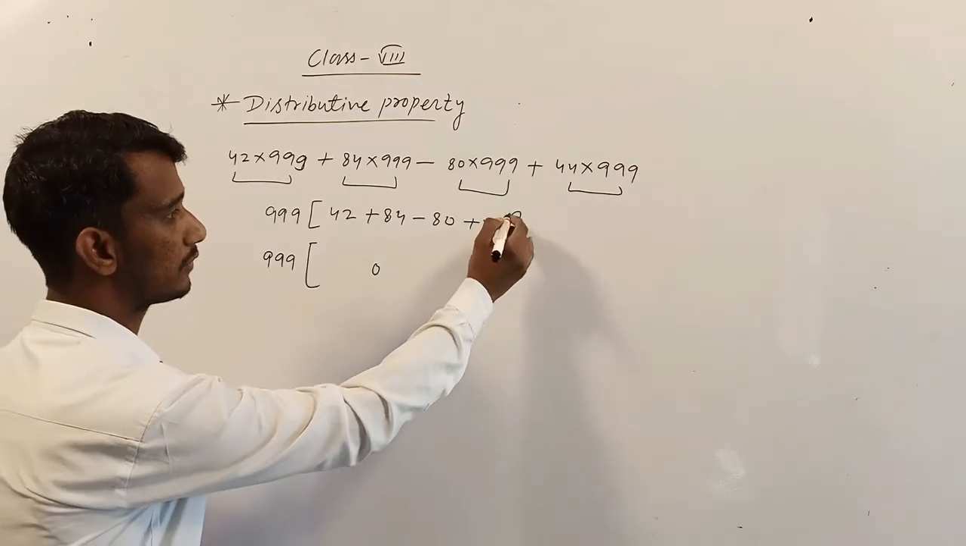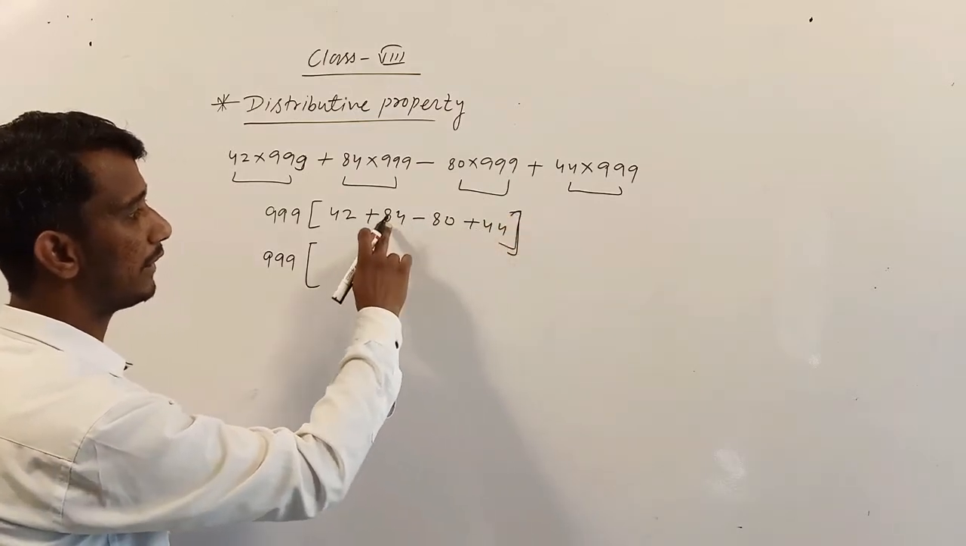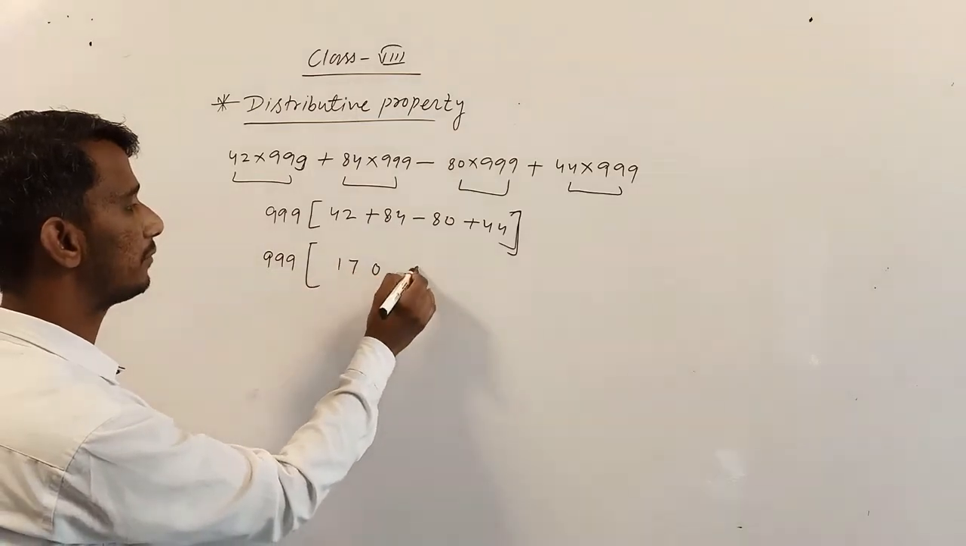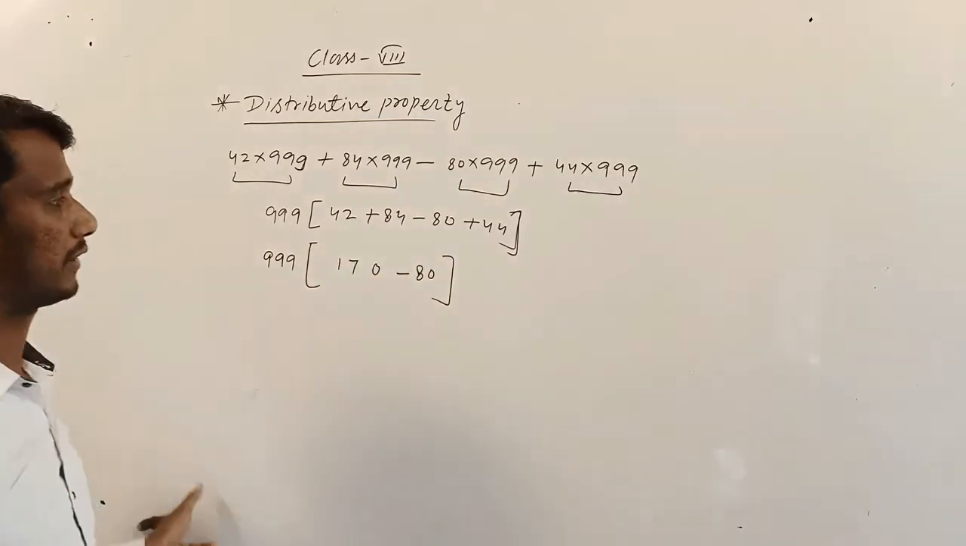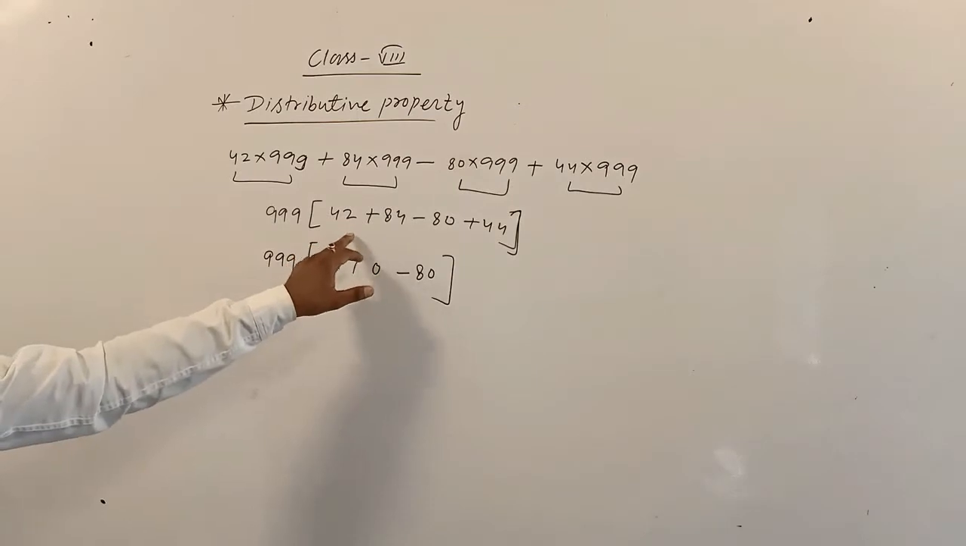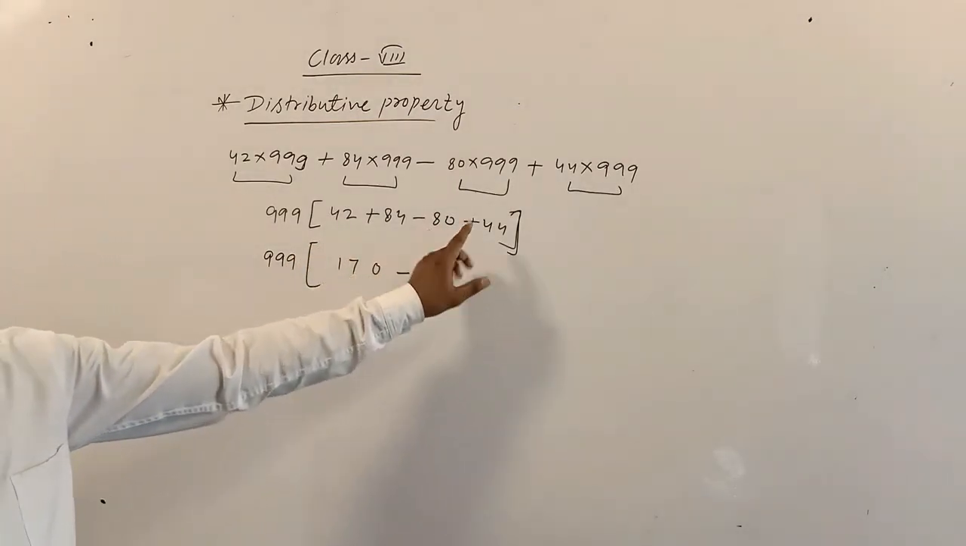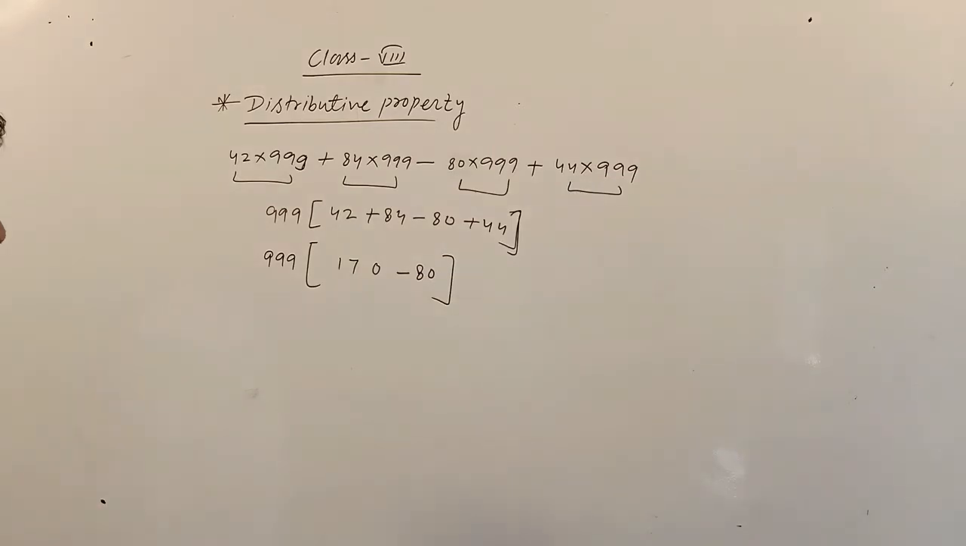Okay. 4 and add 12 and 4, 16 and 1, 17. Minus 80. I can check whether it is correct or not, because this is a negative number, so we are adding here.